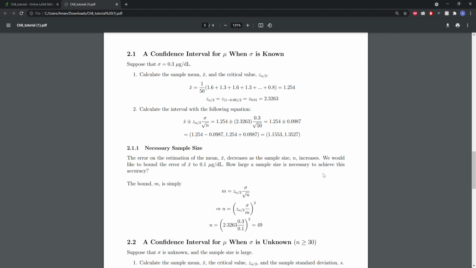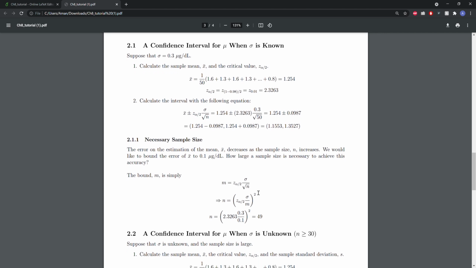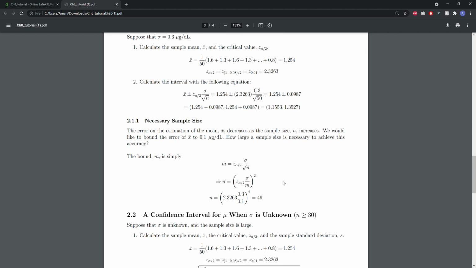So the bound M is simply the thing that you add and subtract to the sample mean to calculate the confidence interval. So it's this thing here, and I've given it again below. So M is equal to the following. And if you rearrange it for N, which is the sample size, we can calculate the sample size.